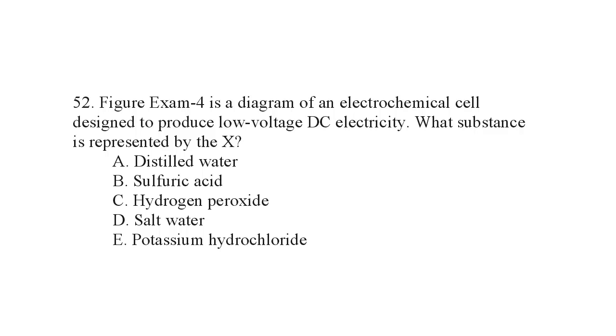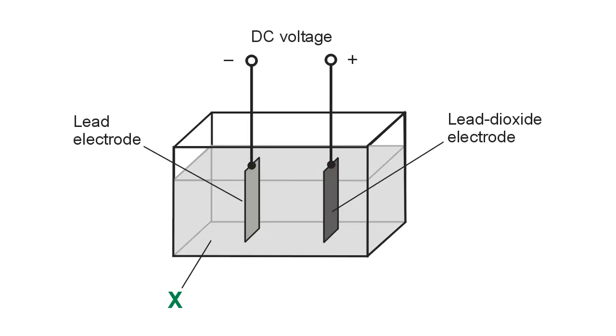What substance is represented by the X? Well, let's take a look at this. The answer is going to be sulfuric acid, actually a solution of sulfuric acid and water. This is a lead acid electrochemical cell. That is what is shown here in the figure. This is the acid, the X. It is a solution of sulfuric acid and water.